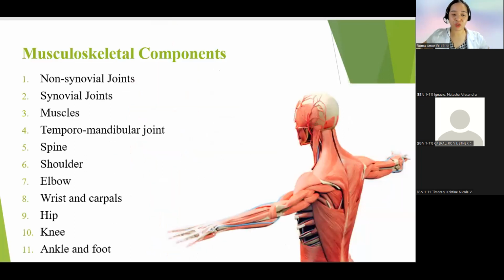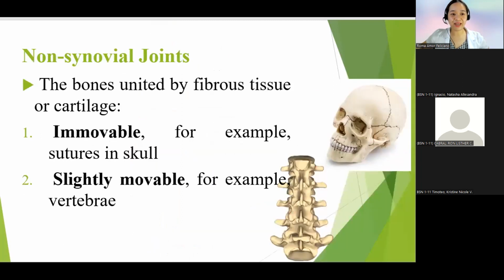Okay, what are the musculoskeletal components? Isa-isahin na lang natin. You have your non-synovial joints, synovial joints, the muscles, the temporomandibular joint, your spine, your shoulder, your elbow, your wrist, your carpals, your hip, your knee, and your ankle. Ankle, not uncle. Ankle. The non-synovial joints, these are the bones united by fibrous tissue or cartilage.